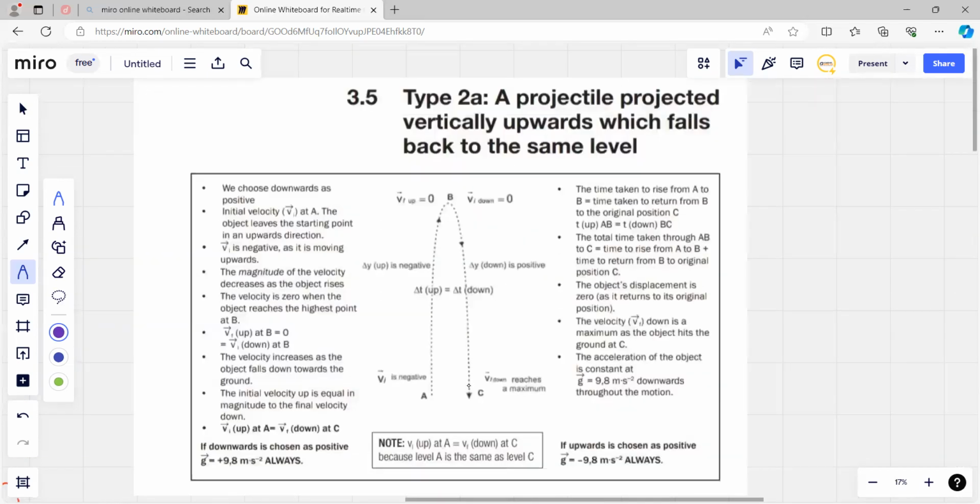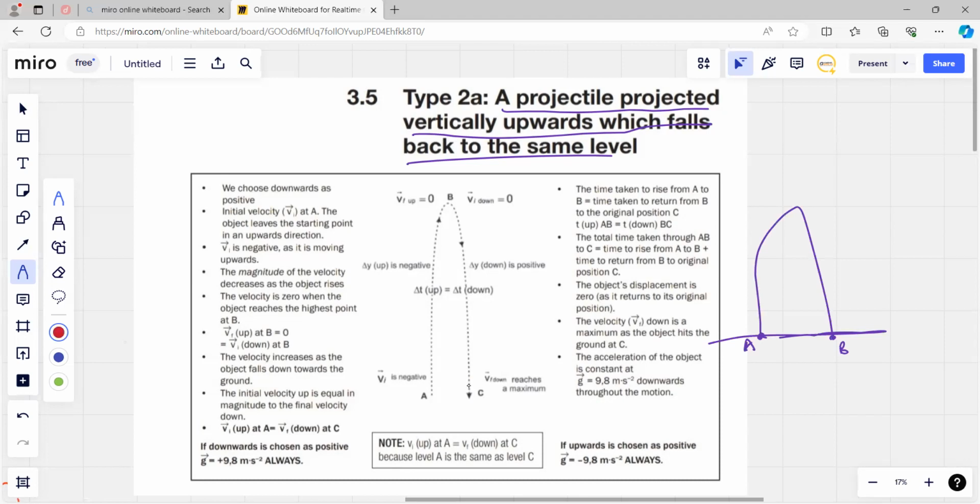Okay, this is very, very important. Open your ears and take into consideration, because the information I'm going to share here is there everywhere. This is a projectile projected vertically upward, which falls back to the same level. Basically, they threw an object from maybe point A and the object returns to point B, which is at the same level as point A.